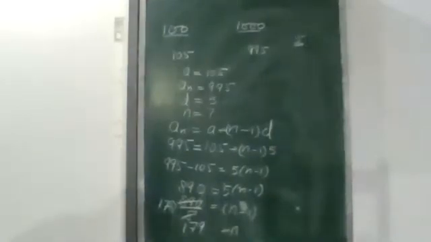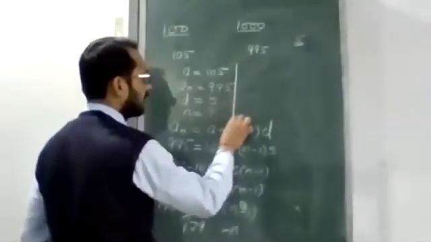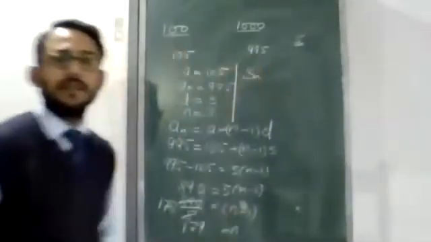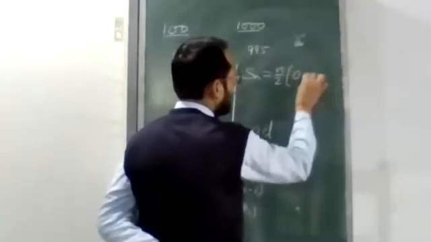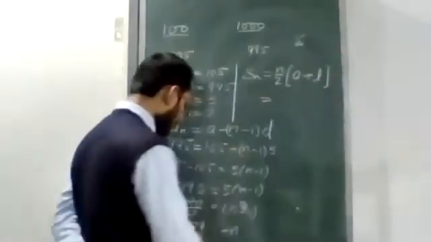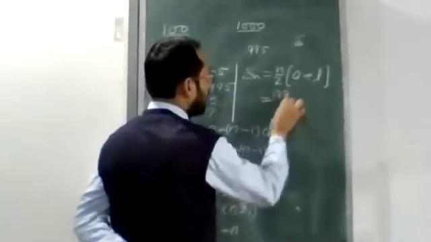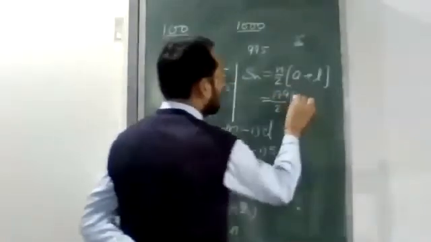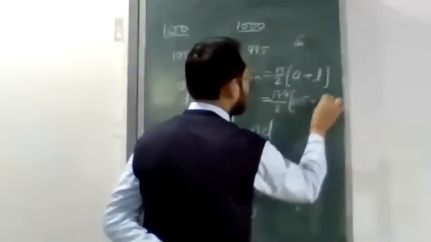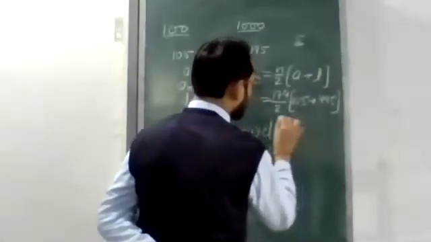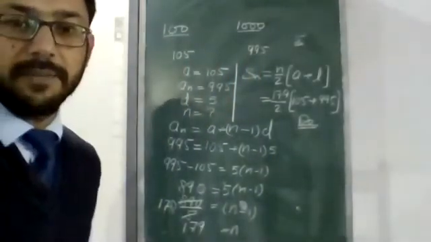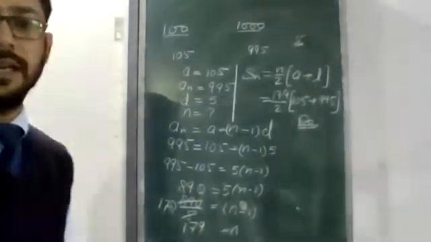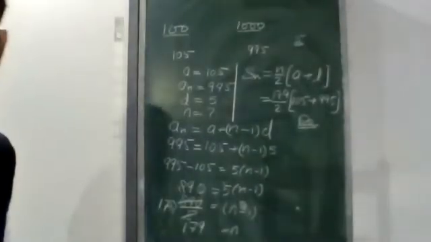Now we are calculating their sum. So the sum calculation I am doing over here. Sn, the sum, will be n by 2 into A plus L. So n is 179 by 2, A is 105 plus L is 995. Now the calculation part you can do. So this will be the ultimate question and I hope you all will be able to do this.